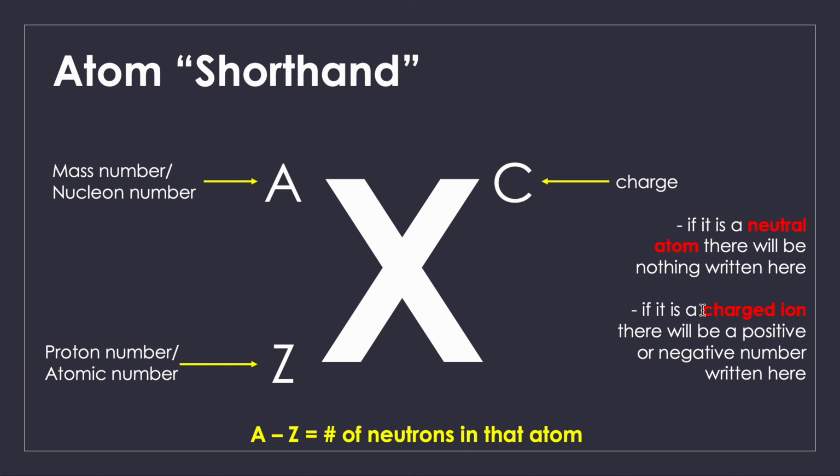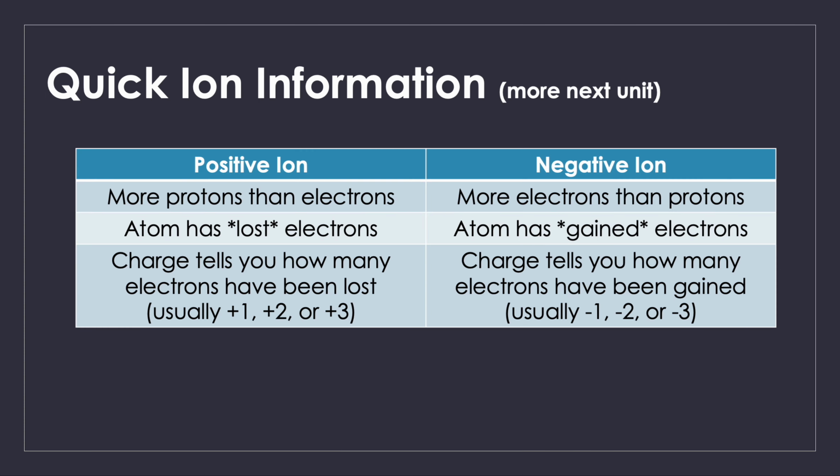But if it is an ion, remember that an ion is something with a charge. You're going to see either a positive or a negative number right here, and that's what we're going to discuss now. What does it mean, the ion? This is quick information about ions.